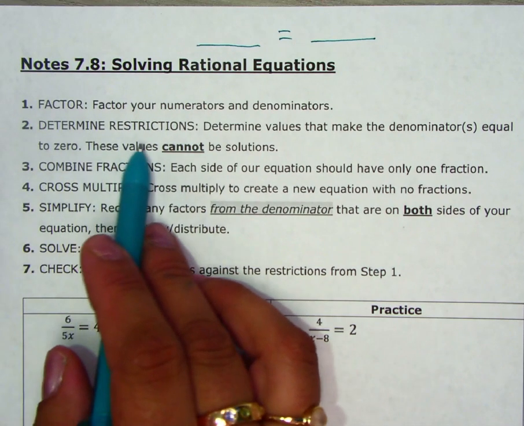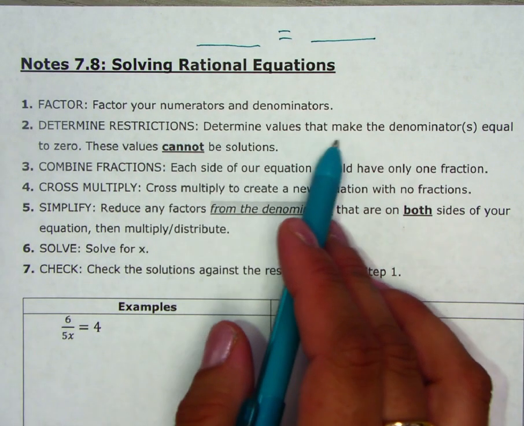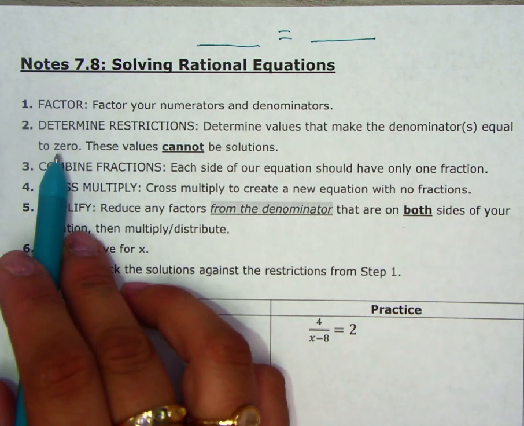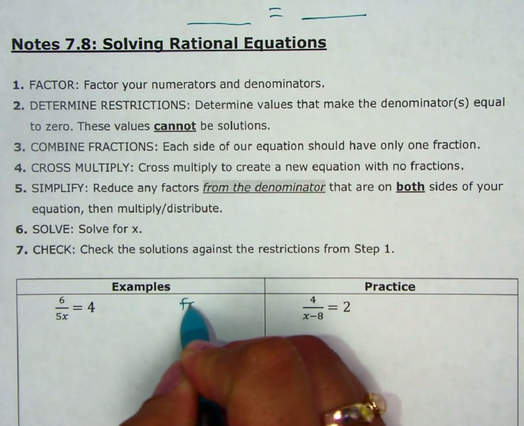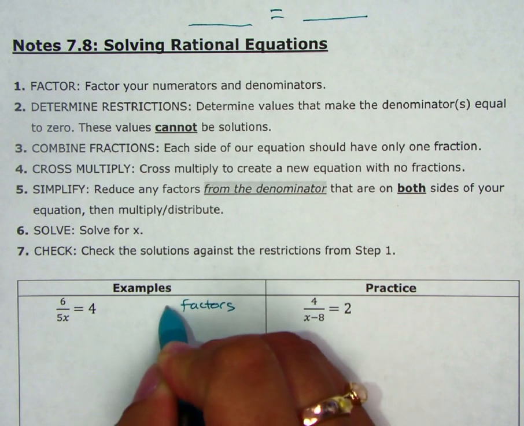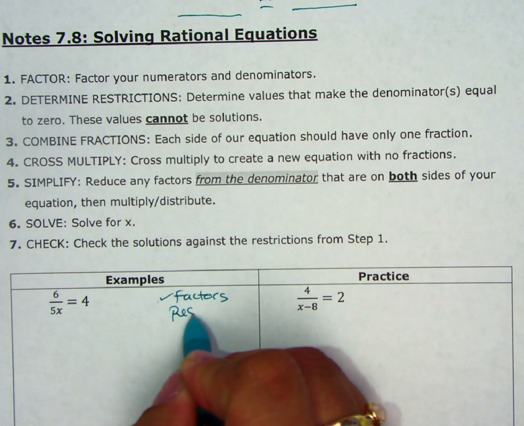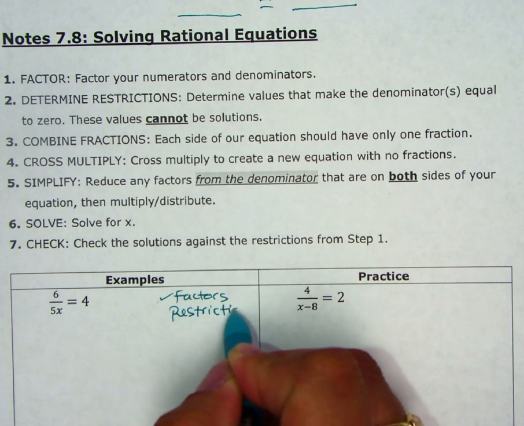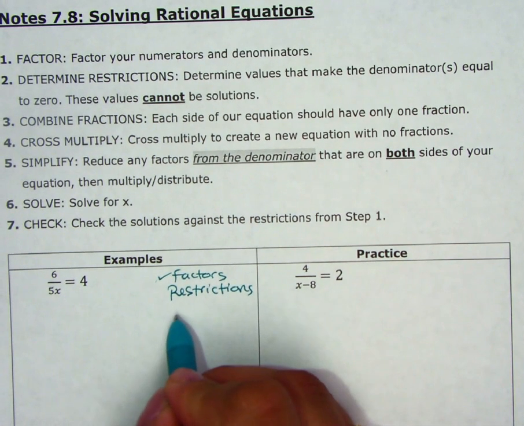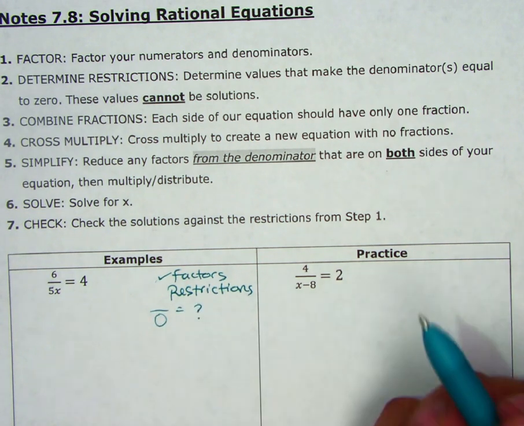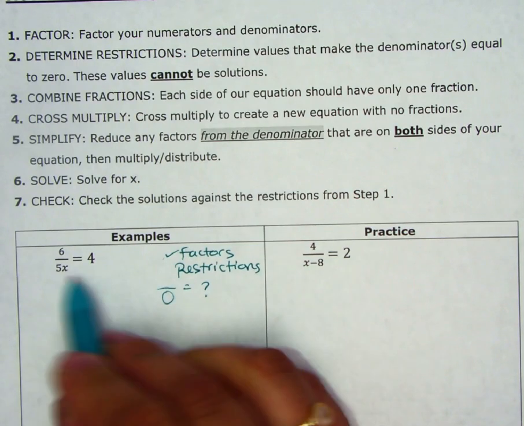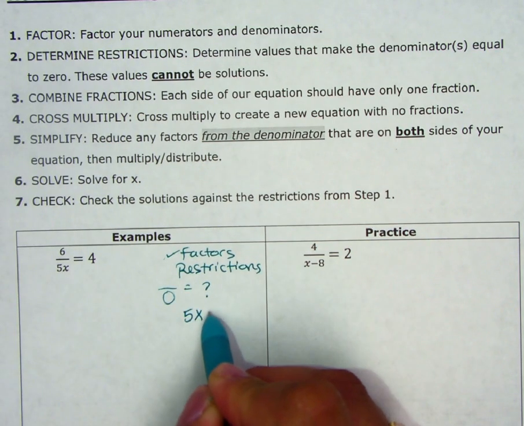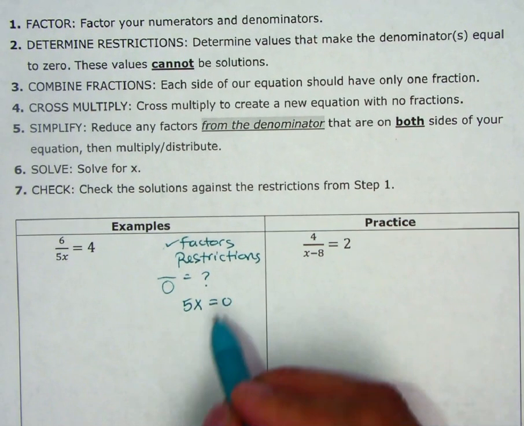Next, we're going to determine restrictions, determine the values that make the denominator equal to 0. These values cannot be solutions. So if we go down the list here, we have factors, check, restrictions is next. This is where you think of the denominator equaling 0, and you ask yourself, how can this become 0? Well, you grab your denominator, you equal it to 0, and then you solve.